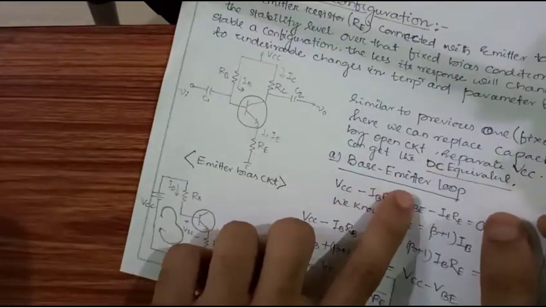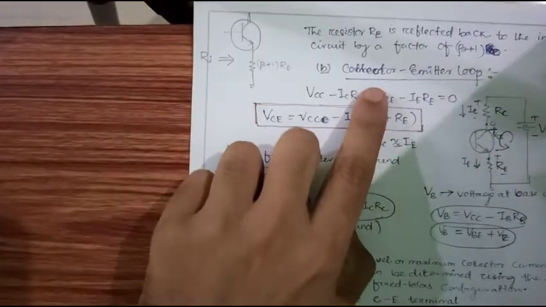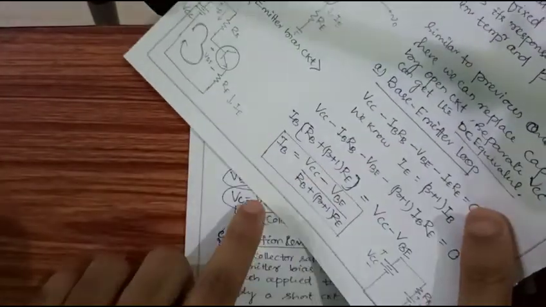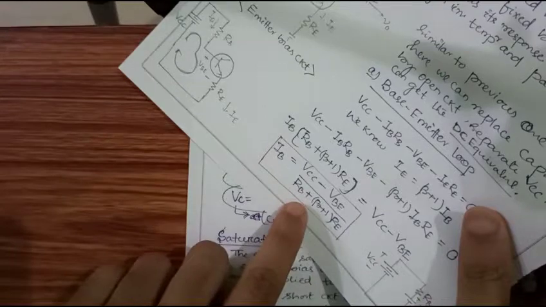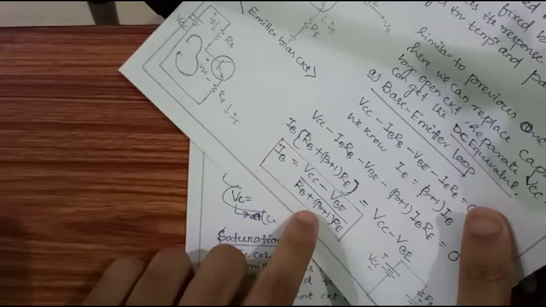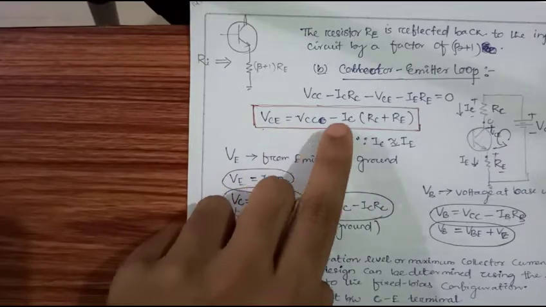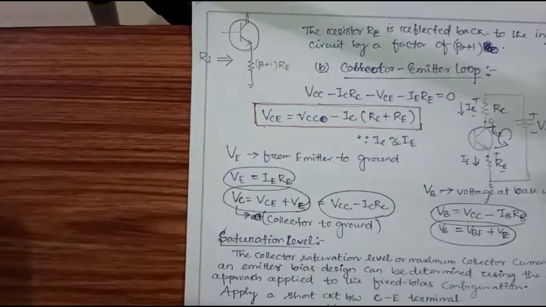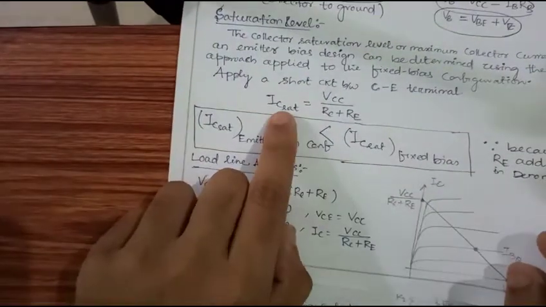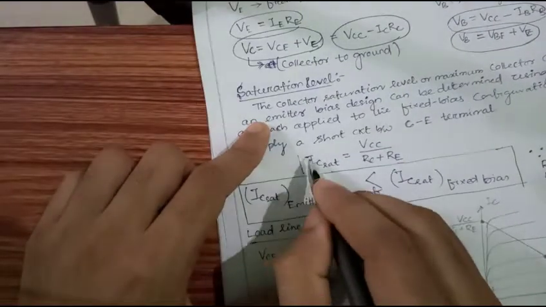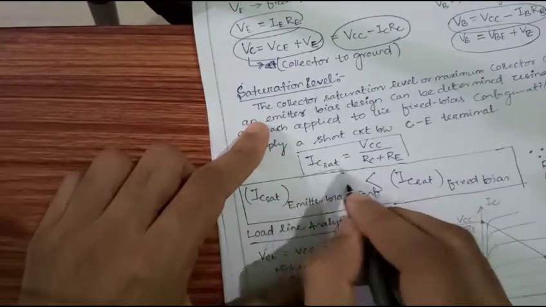One is the base emitter loop. The second one is the collector emitter loop. In the base emitter loop, the base current is nothing but VCC minus VBE upon RB plus beta plus 1 RE. Remember this equation. Collector emitter loop, VCE is equal to VCC minus IC times RC plus RE. And the saturation current is nothing but VCC upon RC plus RE.